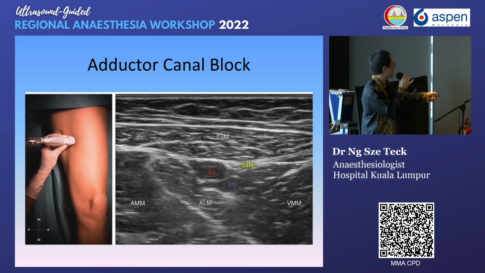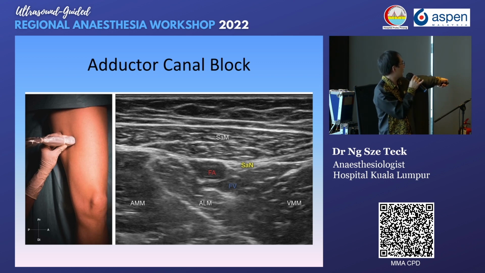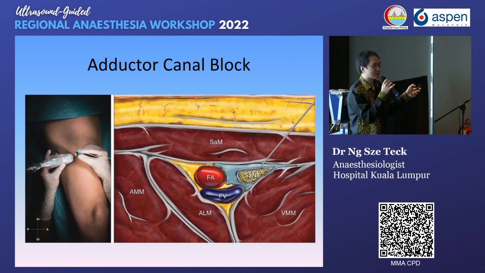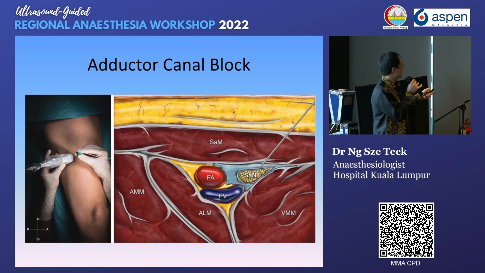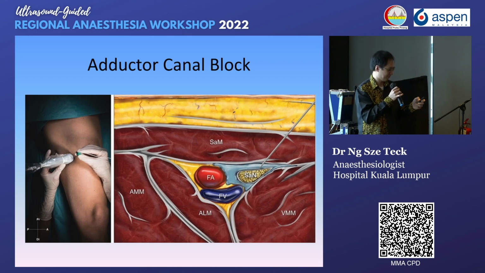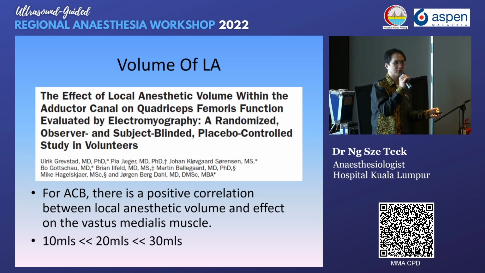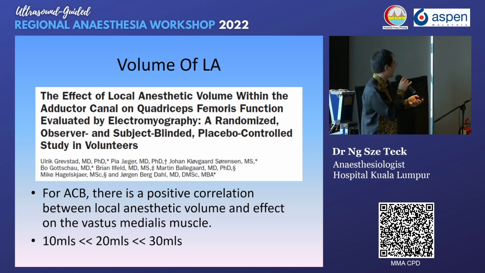This is a picture to illustrate the adductor canal. There's no kissing sign here. The medial border of the sartorius and the medial border of the adductor longus no longer meet. Your needle comes in from lateral and you place it next to the femoral artery. Does volume count? Yes. There are some papers that show that the higher the volume you give, the more motor weakness you get.